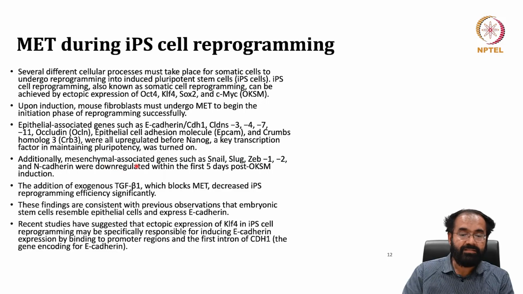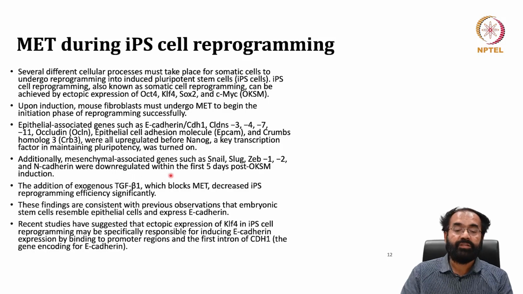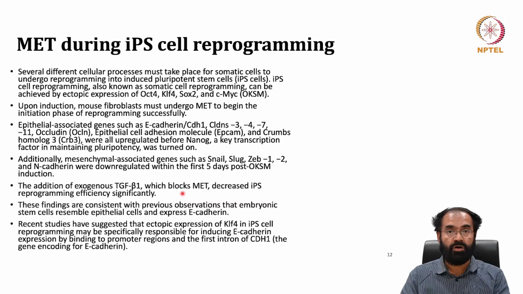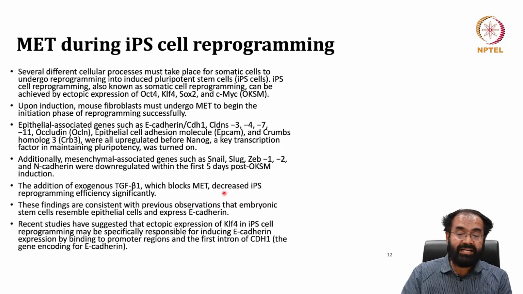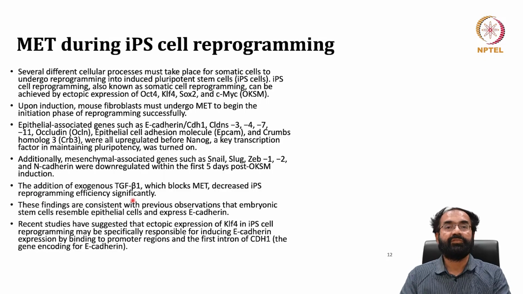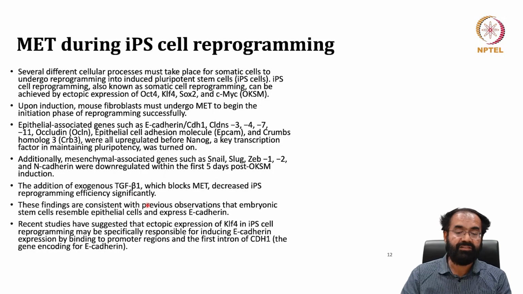Additionally, mesenchymal cell associated genes such as Snail, Slug, ZEB1, 2 and N-cadherin were downregulated. You don't want mesenchymal property to be retained within the first 5 days of post OKSM treatment, that is Yamanaka factors treatment induction. The addition of exogenous proteins such as TGF-beta1, which blocks MET, mesenchymal to epithelial transition is blocked by TGF-beta in mammals, decreased iPS reprogramming efficiency significantly. So if you put TGF-beta, the formation of iPS will be significantly decreased, or rather MET blocker it is.